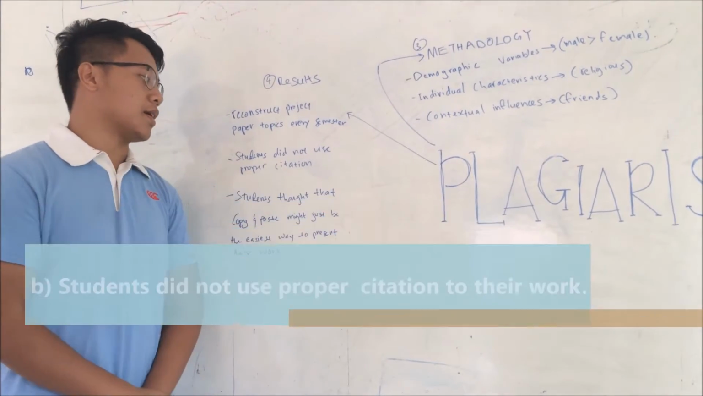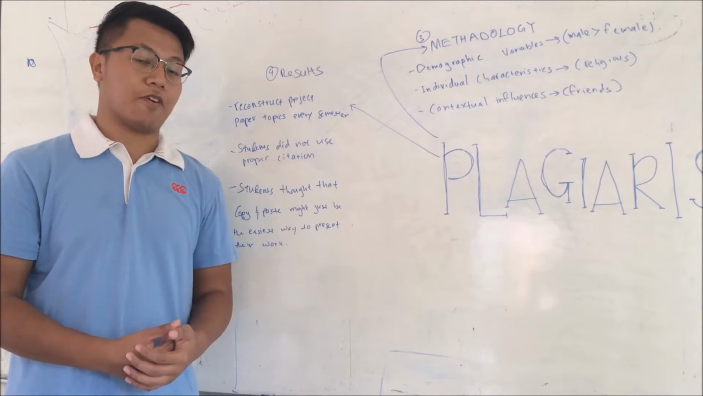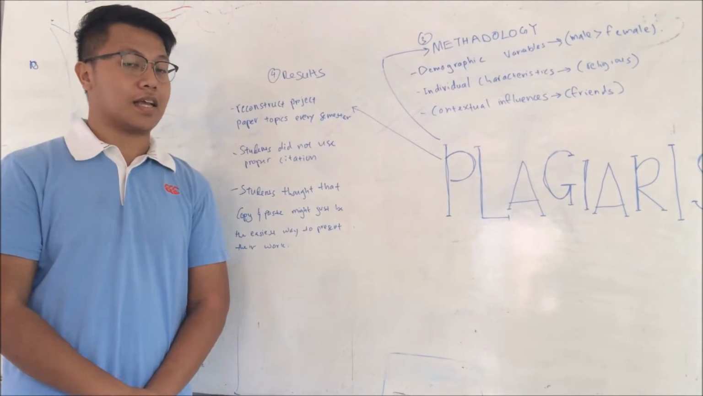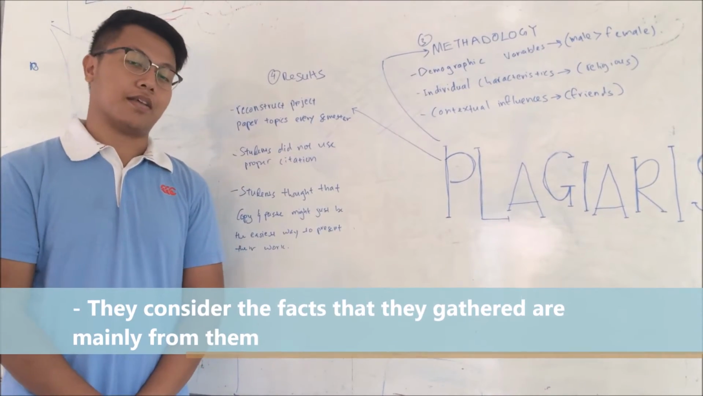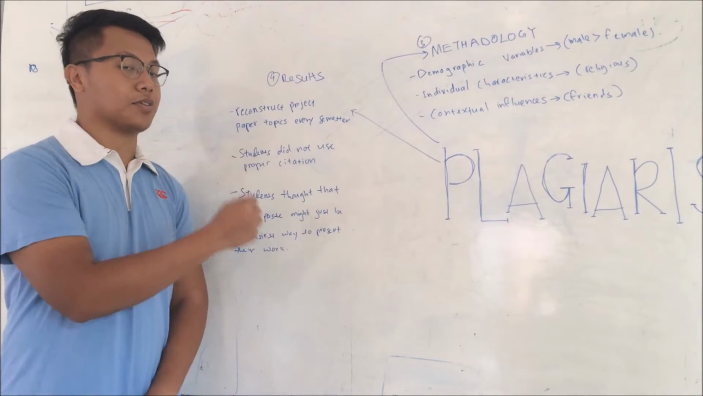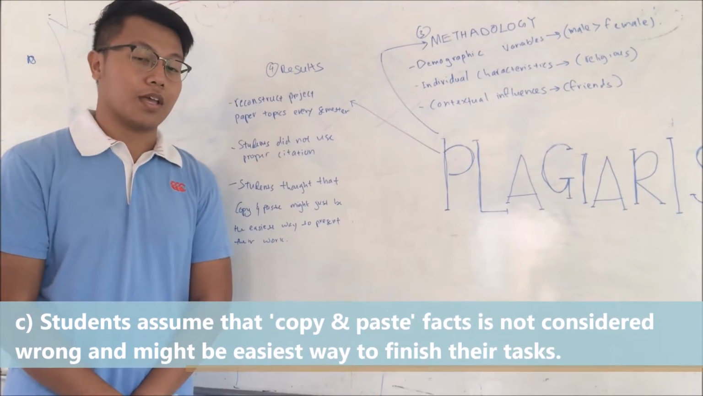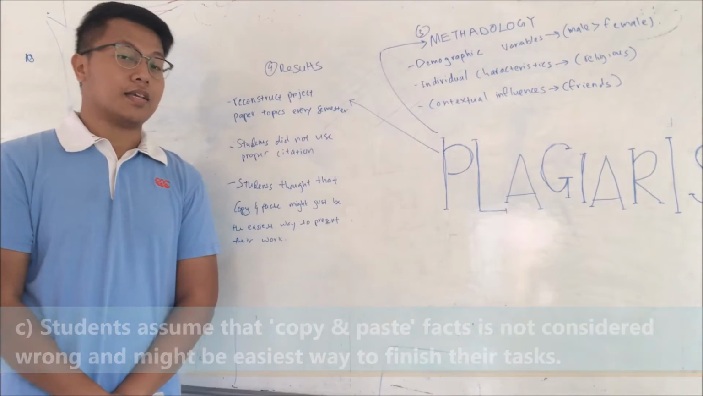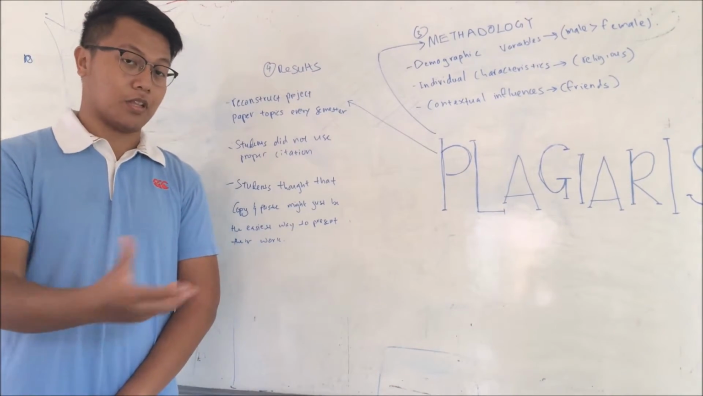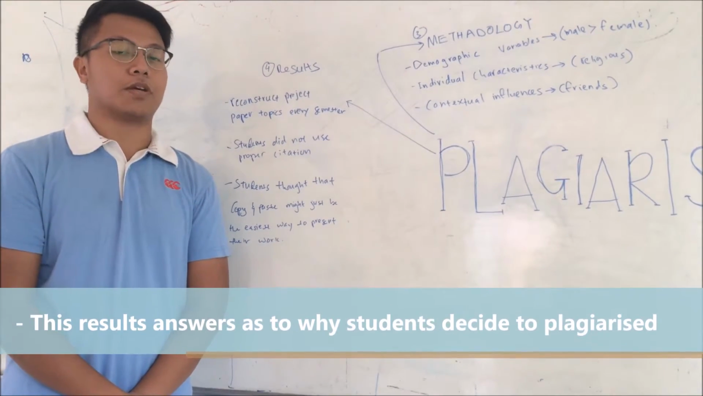The second part is that students did not use proper citations, in which once they cut and paste, and lastly is that students thought that copy and paste might just be the right way in order to finish their task. But at the end, they might think that that might be the easiest job in completing their work. And this result answers why students decided to plagiarize.